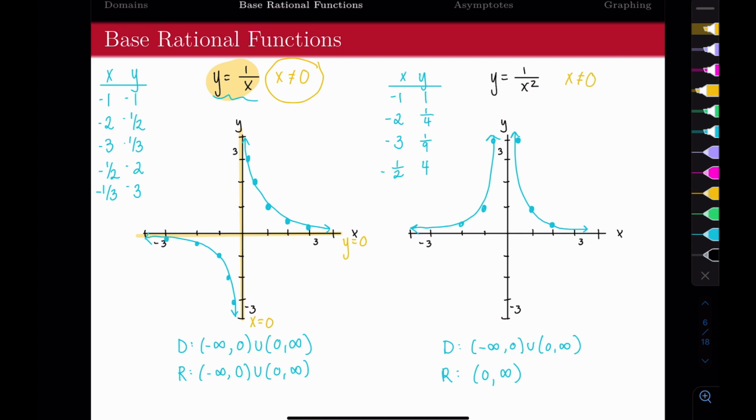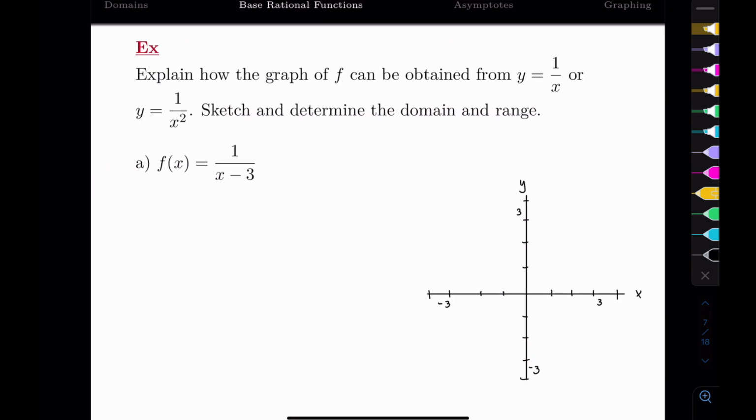Right? And then if you notice, we also hug exactly the same two lines. One of those lines being the value that caused us to divide by 0. Okay. So let's try a couple examples again to get familiarized. We're going to apply our transformation, so it gives us a nice little review on that. We want to explain how the graph of this function can be obtained from either 1 over x or 1 over x squared. Then we want to sketch the graph, and we want to determine the domain and range.